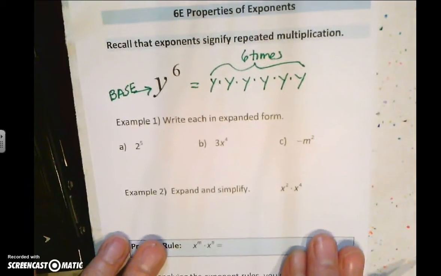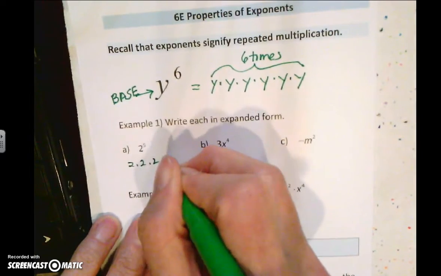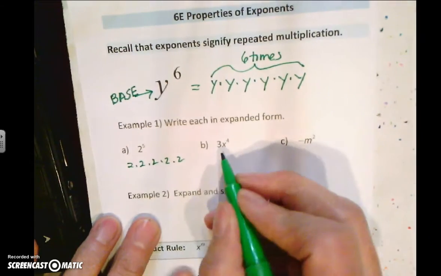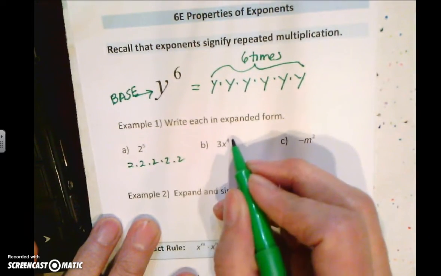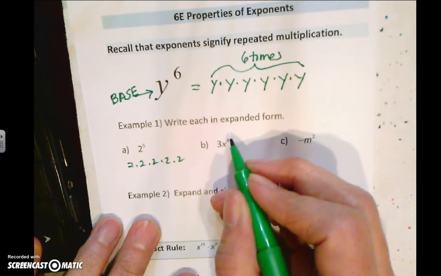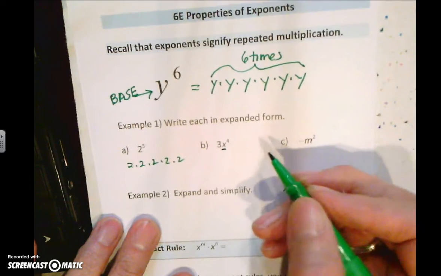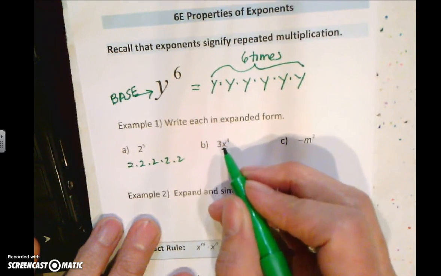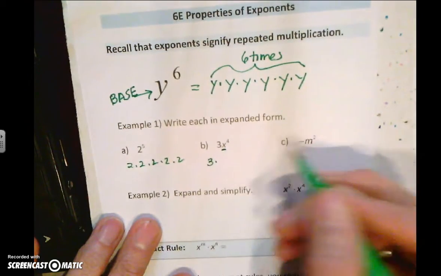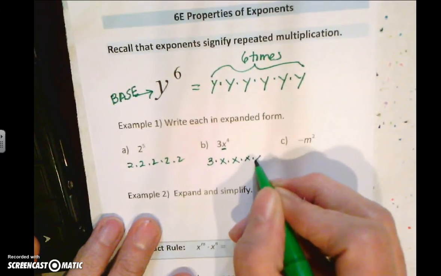Example 1, write each in expanded form. I have 2 to the 5th, so that's going to be 2 times 2 times 2 times 2 times 2, so 5 times. B, a little bit more complicated. You need to think a bit about it. I have 3x to the 4th. The base on this is just the x, and it's the x that's raised to the 4th power. So this is just one 3, and then times x times x times x times x.